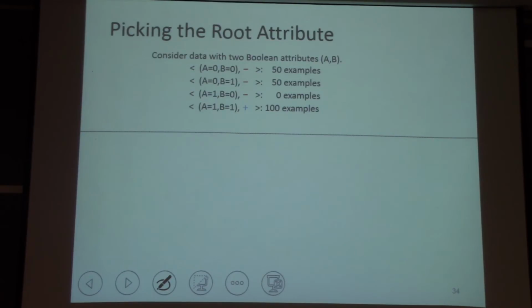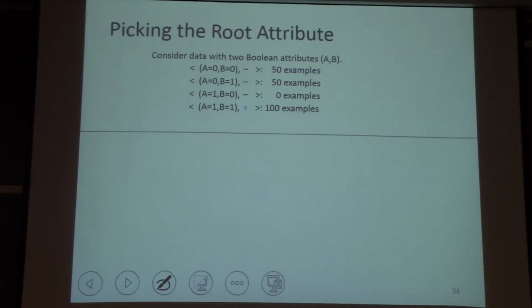Let's come back to this example. Say I give you a data set with 200 examples. There are only two features, A and B. Both are binary. When A is 0 and B is 0, the label is negative, and there are 50 such examples. When A is 0 and B is 1, it happens 50 times, the label is negative. When A is 1 and B is 0, the label is negative, but it never happens. In fact, it's not clear what the label is because it never happens. And when both are 1, the label is positive.